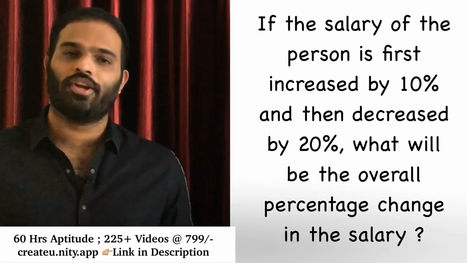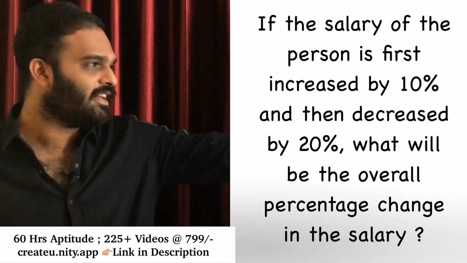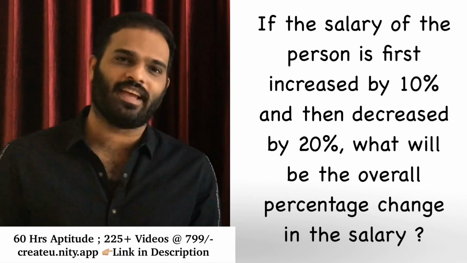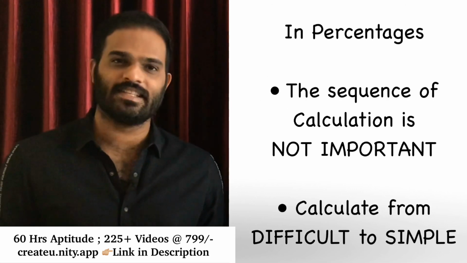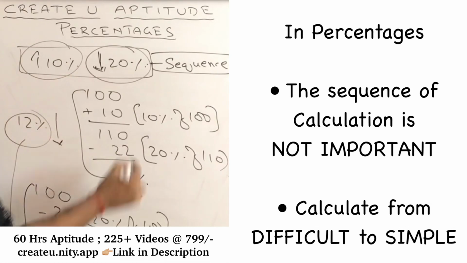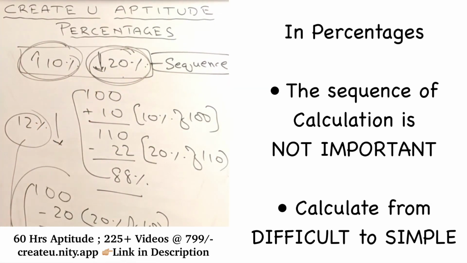So the first thing you need to understand, it could be 2 percentages, 3 percentages or 4 percentages. The sequence is not important, you need not restrict yourself to 10% and 20%, you can also calculate 20% and 10%. When sequence is not important, the very important information here is first calculate difficult one and then easy one. Go for difficult, then easy, then your calculation will become easy.